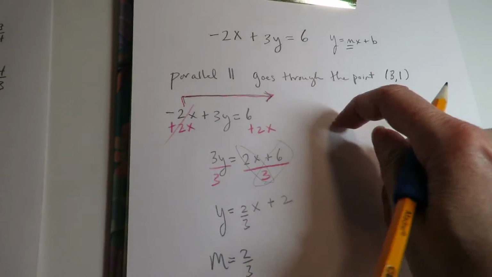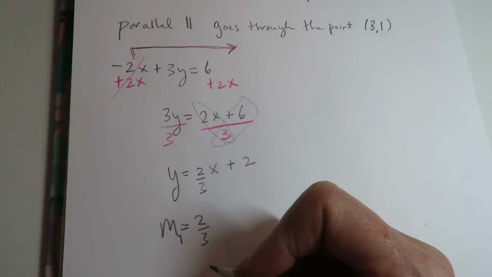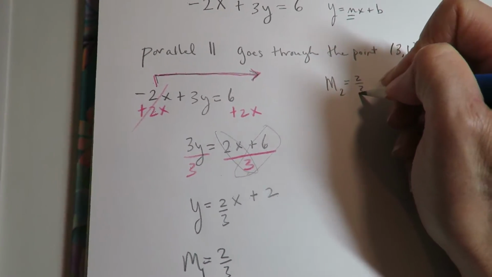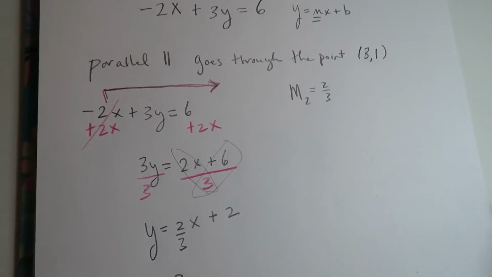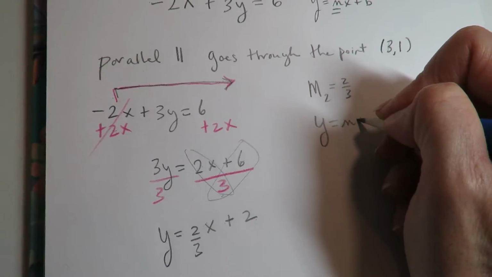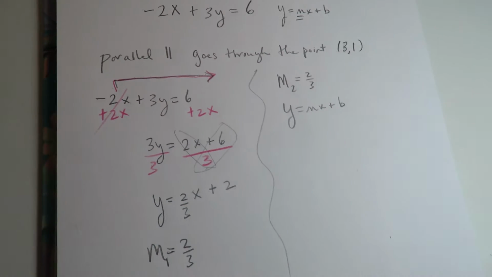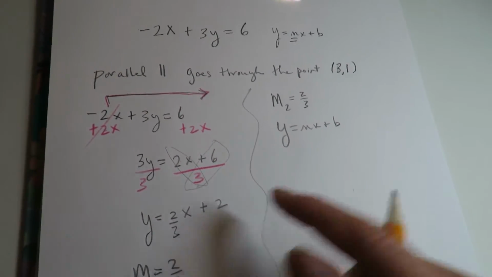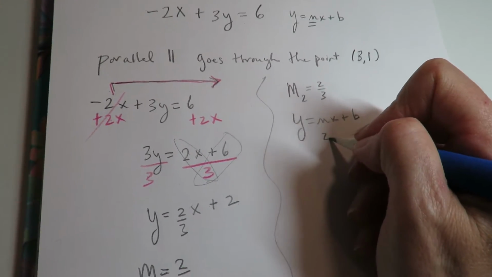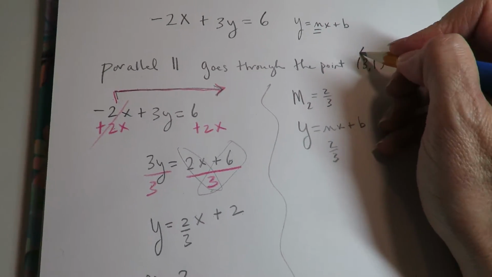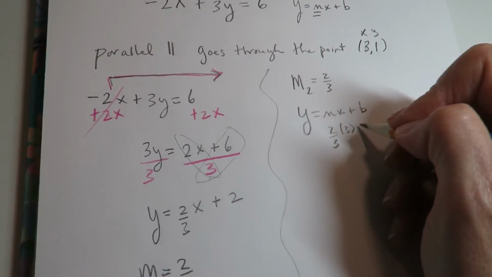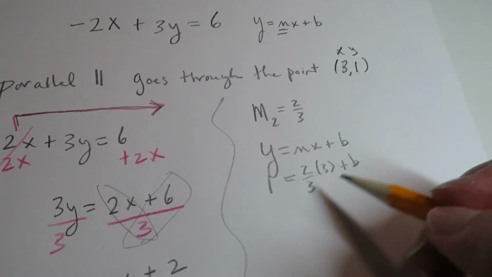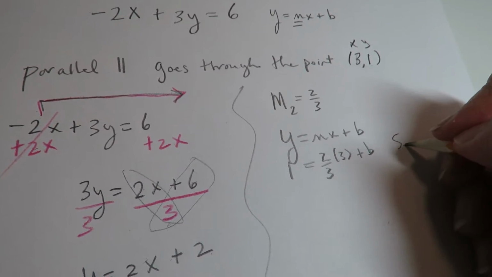2/3. So if I want to make something parallel, then my second slope has to be the same thing, 2/3. All right, so we do y equals mx plus b, because now I'm creating a line that is going to be parallel to the one we were just looking at. So I know that the slope has to be 2/3. I know that my x is 3. And I know that my y is 1. And the reason why I'm plugging this all in is because you have to solve for b.